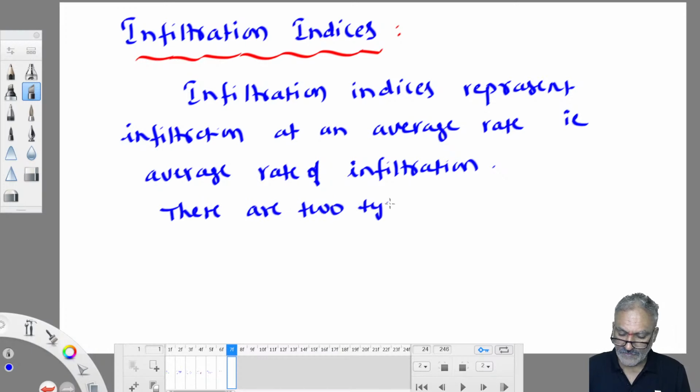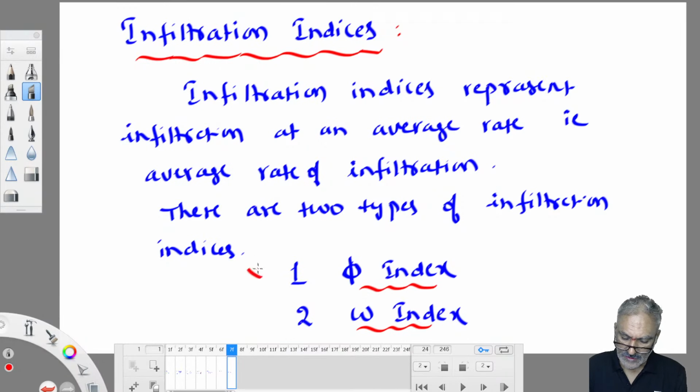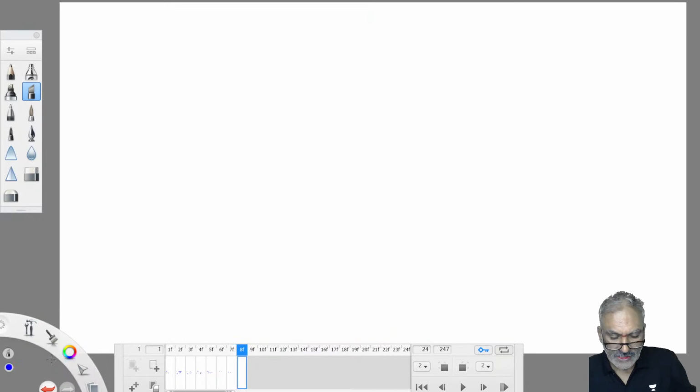There are two types of infiltration indices. One is called the pi index, the other one is called the W index. These two are called infiltration indices. Both of them are equally important. What is the pi index? What is the W index? You're supposed to have an idea regarding them.